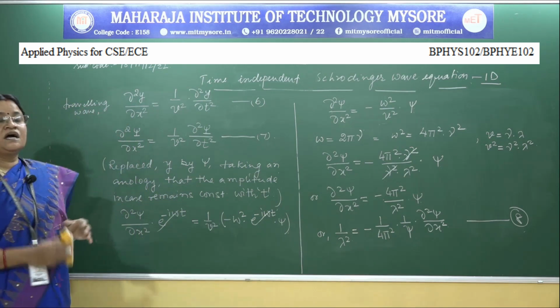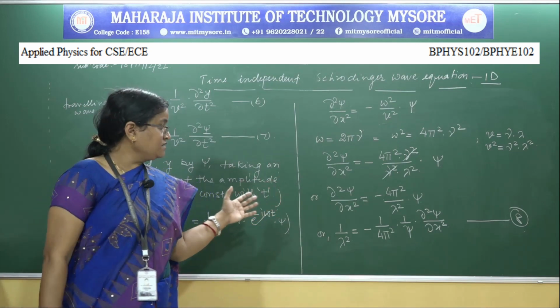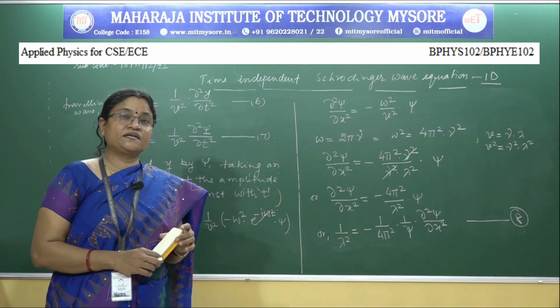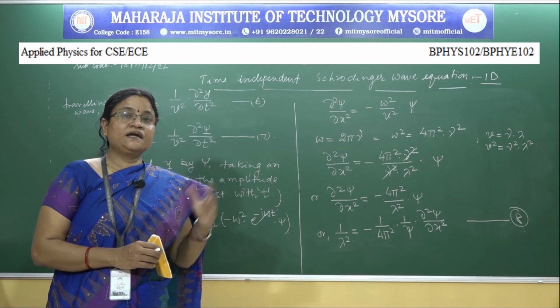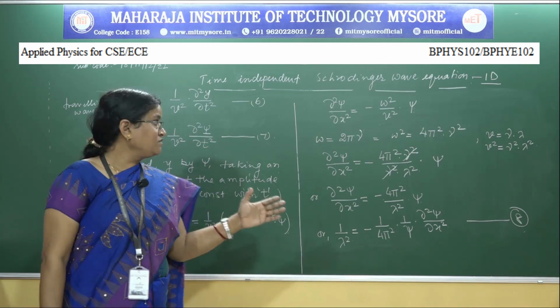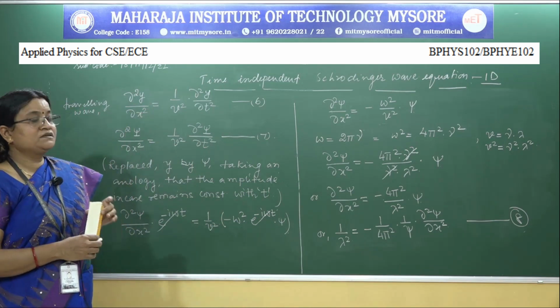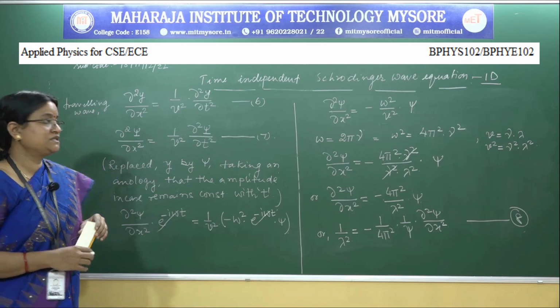Now further, our objective is to find the energy value of the particle. So first we will find out the kinetic energy and then we will consider the total energy to solve the equation to achieve time independent Schrodinger wave equation in one dimension.